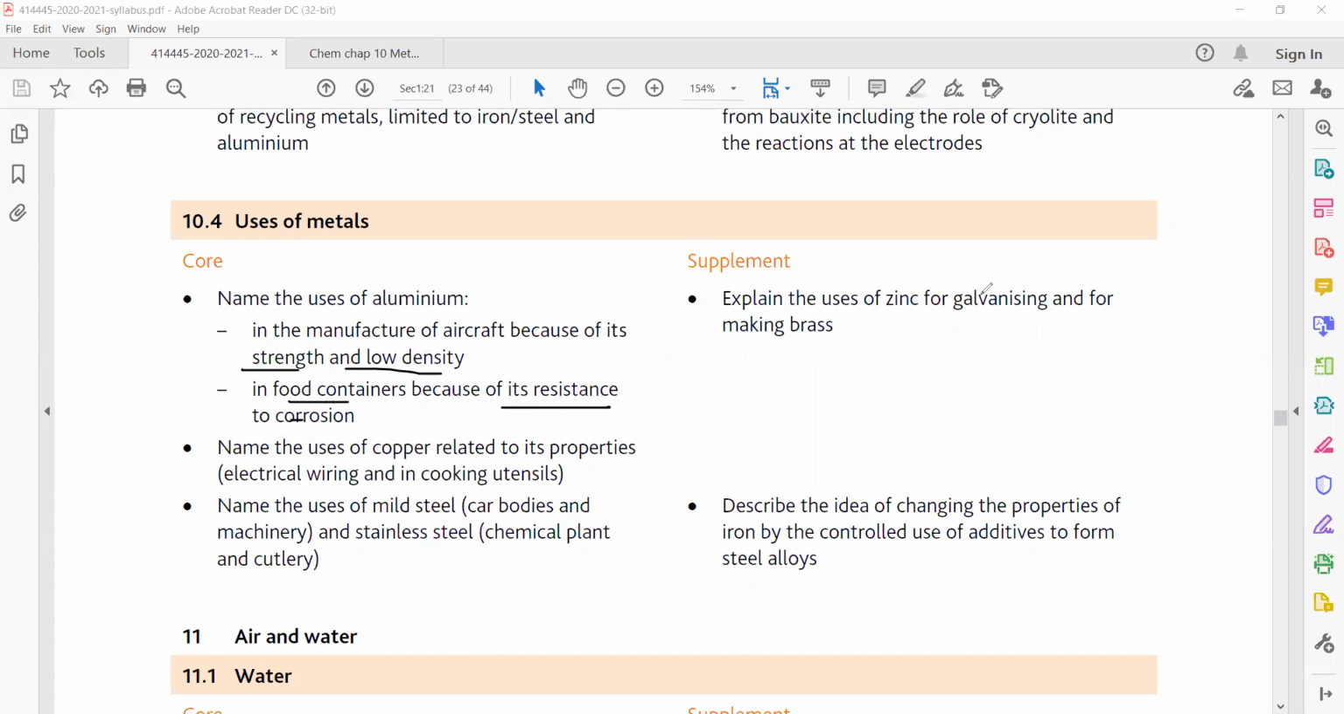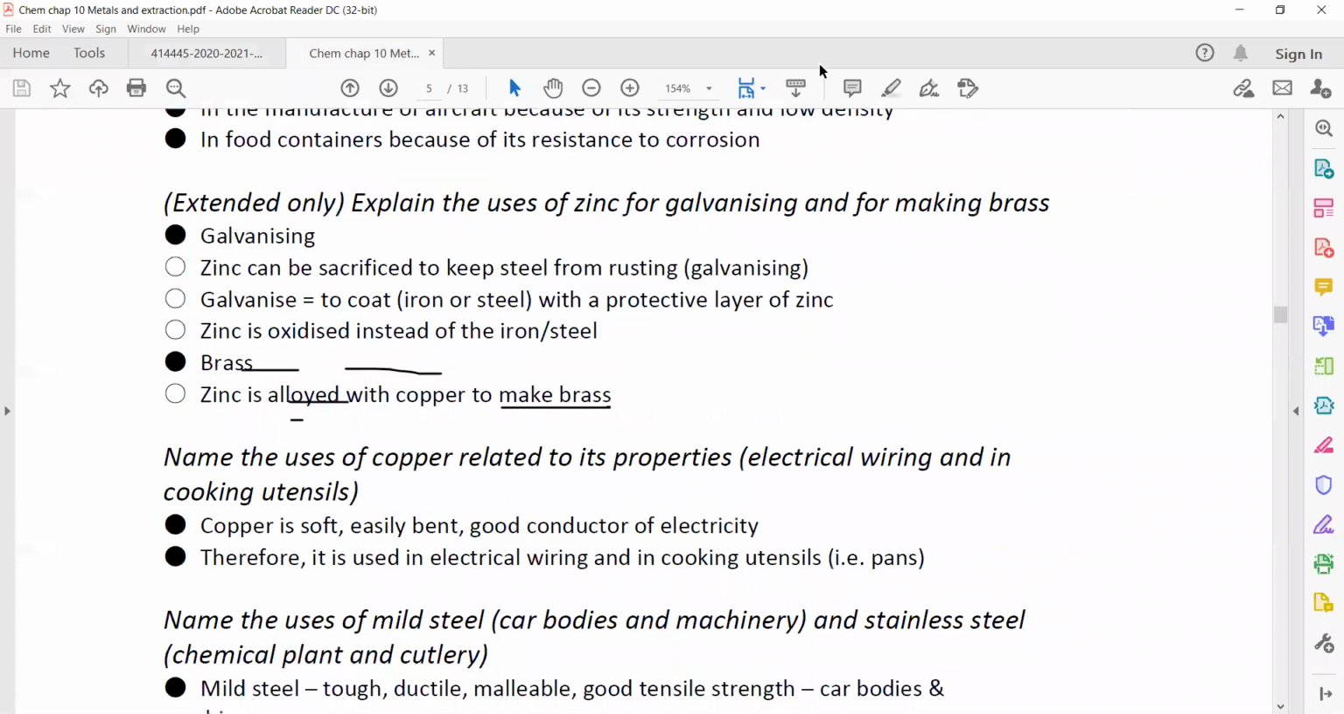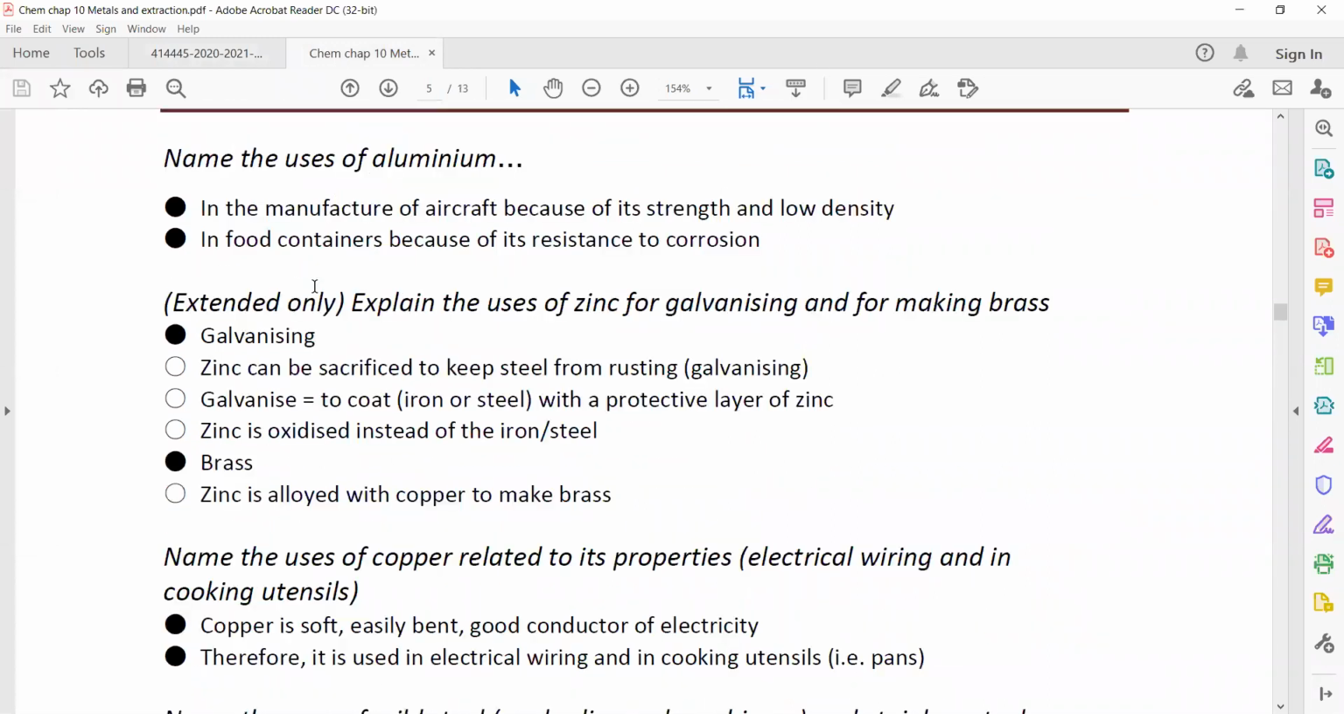And explain the uses of zinc for galvanizing or for making brass. Basically, what is brass? Brass is a mixture of zinc and copper. In galvanizing, we coat the iron which we want to protect with zinc, and zinc is more reactive than iron, so zinc will rust instead of iron, or zinc will sacrifice itself instead of iron, and it will protect the iron from rusting.